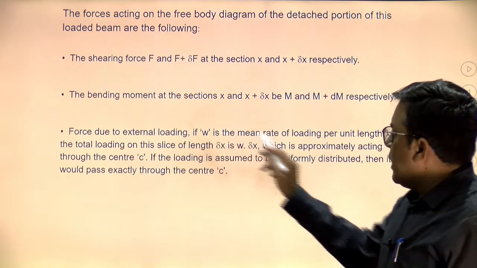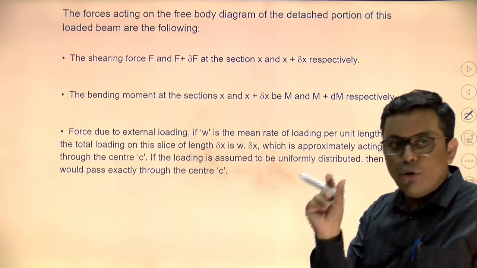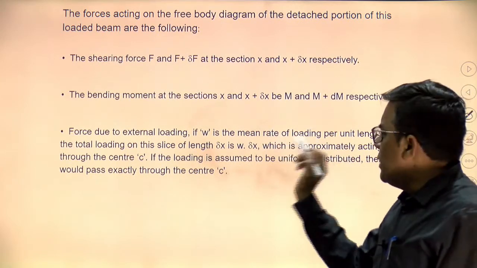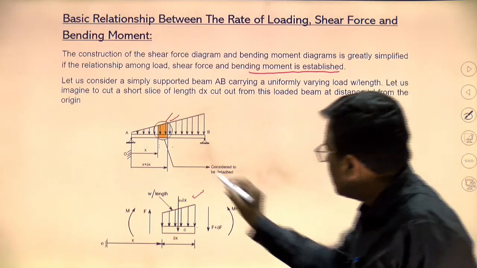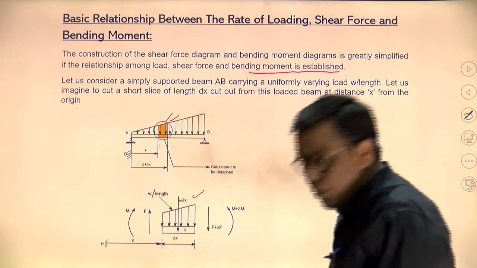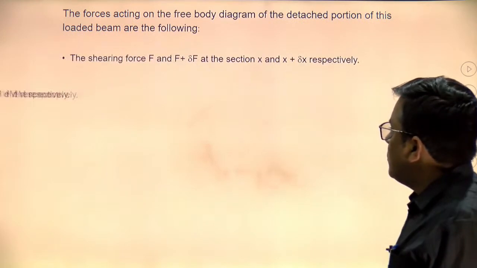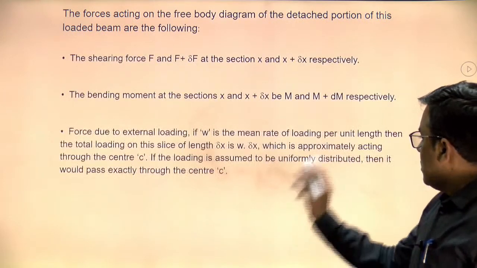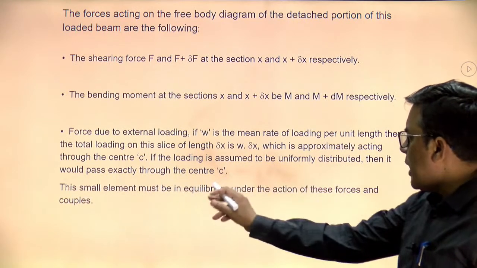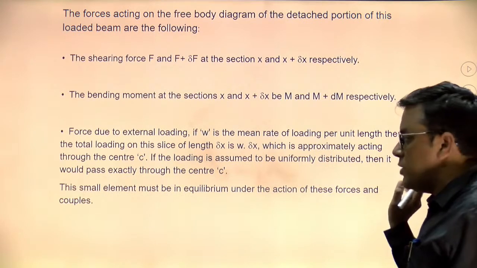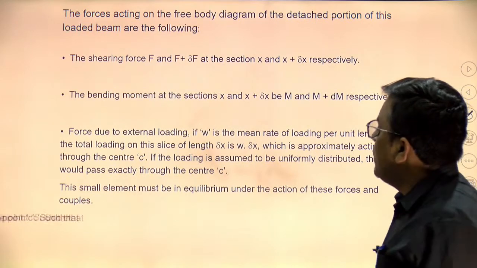Force due to external loading, if W is the mean rate of loading per unit length, because this element is very small, so we are considering it as a UDL. So W delta x for this particular section. It is a very small length, so I am considering that there is no variation in delta x. So these are the forces and moments. This small element must be in equilibrium under the action of these forces and couples.